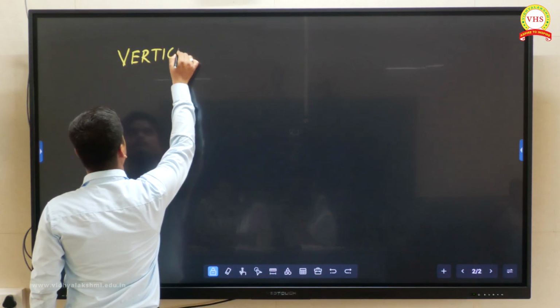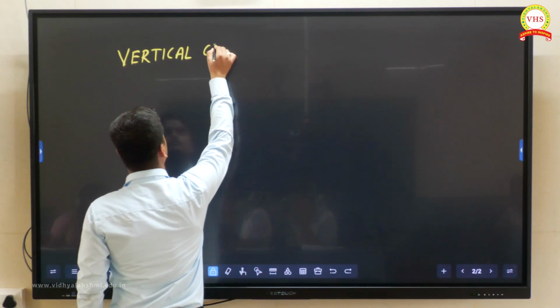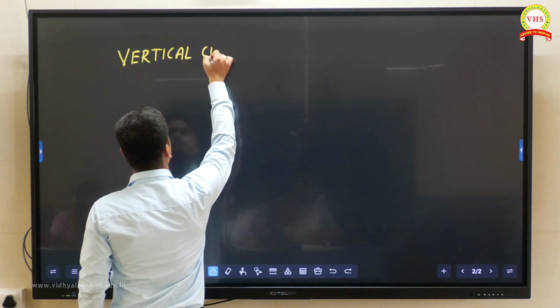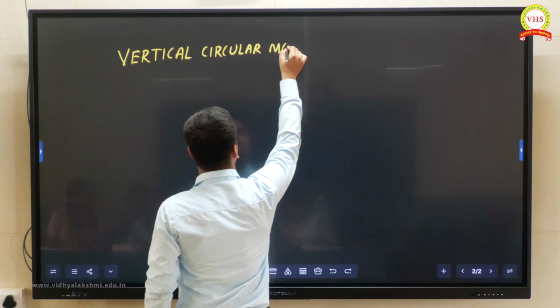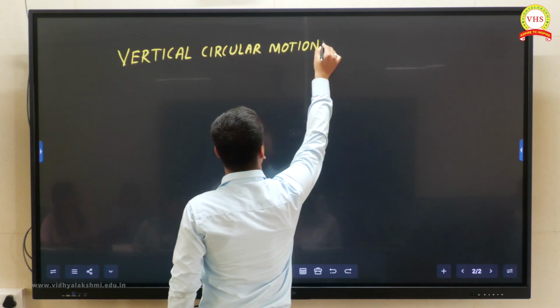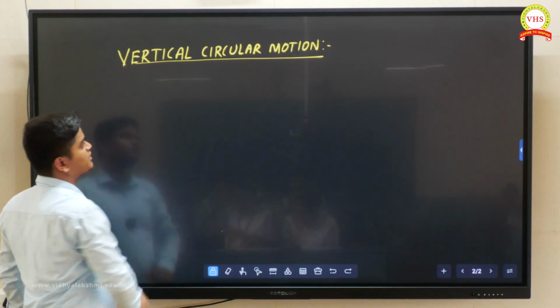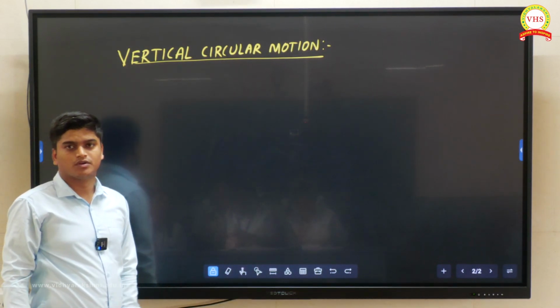Vertical circular motion. Right. Vertical circular motion.